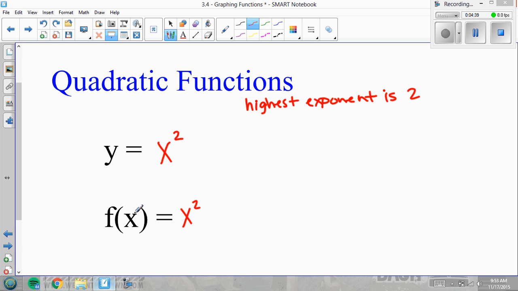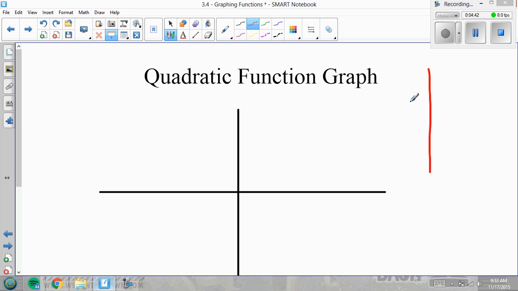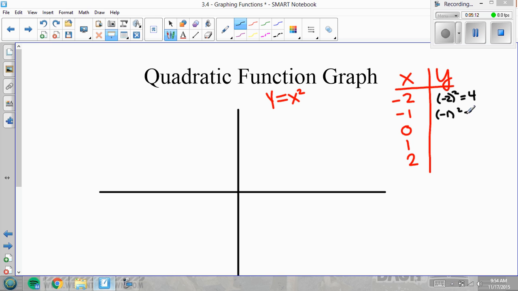So now we can look at our graph, okay? So using my t-chart or table, I'm going to use negative 2, negative 1, 0, 1, and 2. So I'm going to use my y equals x squared. Okay, and wherever I have an x, I'm going to plug in that value. So I have negative 2 squared. And remember, any number squared is always positive. Negative 2 times negative 2 is 4. If I have negative 1 squared, I have 1. 0 squared is 0. 1 squared, 1. And 2 squared, 4.